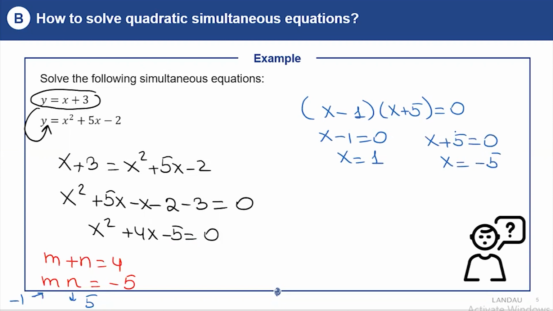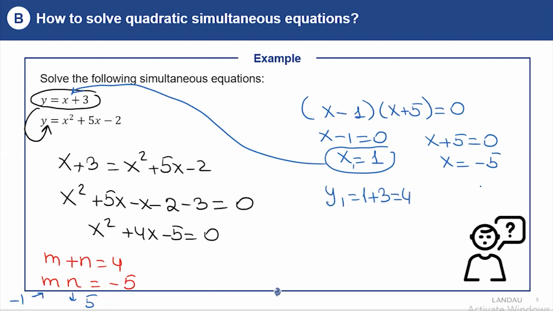As you see here, we found 2 x values, but this is not the final answer because here we have two variables, x and y. Which means after finding x, we should find y as well. For this reason, we will take each value of x and plug it in the first linear equation. So if x is 1, let's write x1 for this, y1 will be 1 plus 3 equals 4. Or if x2 equals negative 5, y2 will be negative 5 plus 3 equals negative 2.